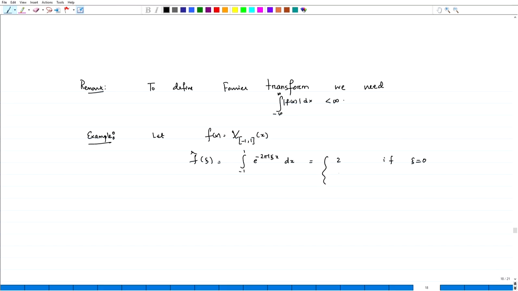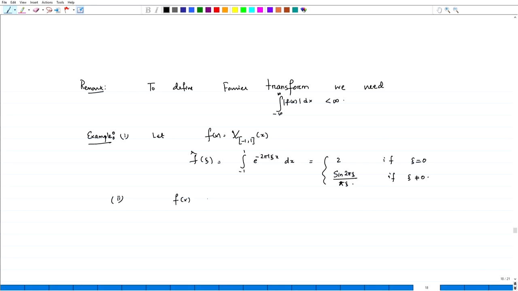And if xi is not equal to 0, then this is e to the power minus 2 pi i xi x divided by minus 2 pi i xi, from minus 1 to 1. Obviously, we know what this quantity is. So this is going to be sin 2 pi xi by pi xi, if xi is not equal to 0. So, that is one.